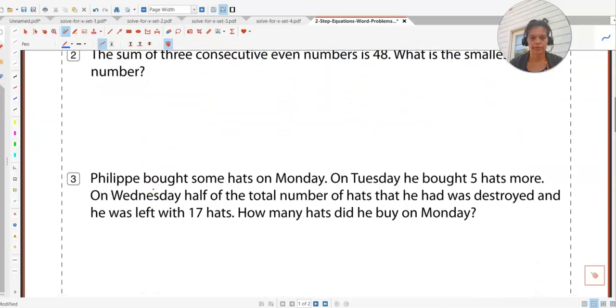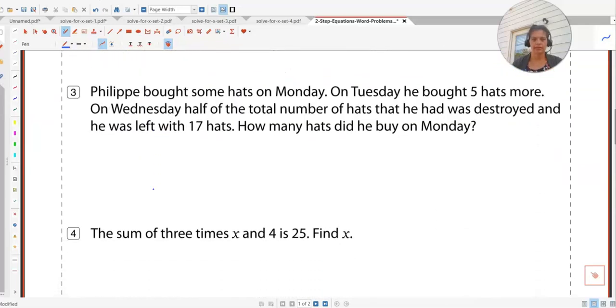Let's try one more. All right, let's look at number 3. Felipe bought some hats on Monday. So, Monday he bought hats. On Tuesday, he bought 5 hats more. That's kind of a weird sentence. I would have said 5 more hats, but 5 hats more. And then on Wednesday, half of the total number of hats that he had was destroyed. And he was left with 17 hats. How many hats did he buy on Monday? So we've got to figure out how many hats he bought on Monday.